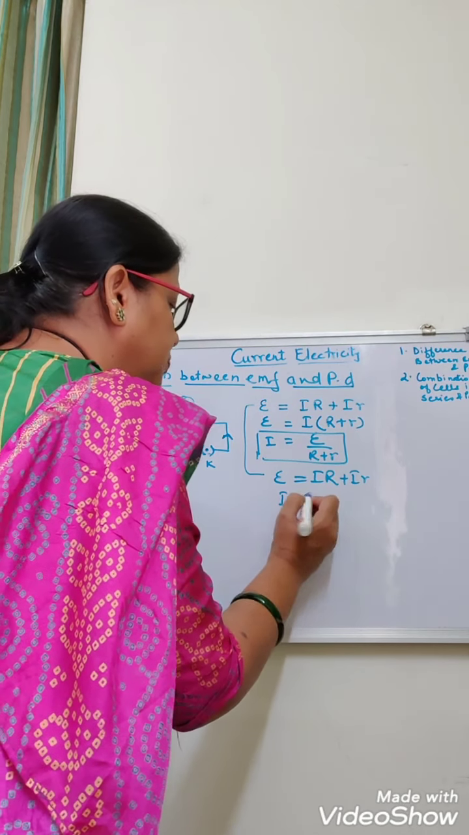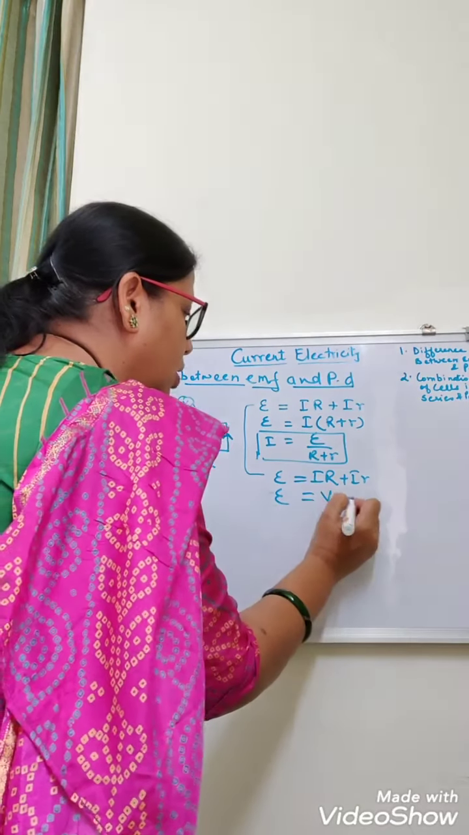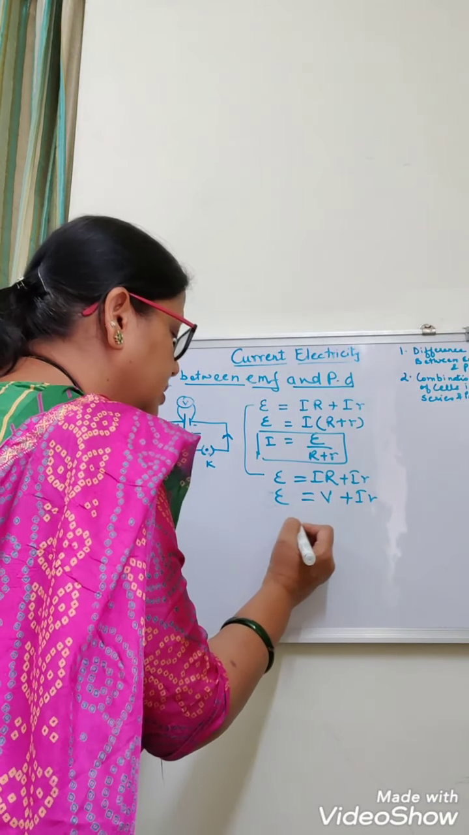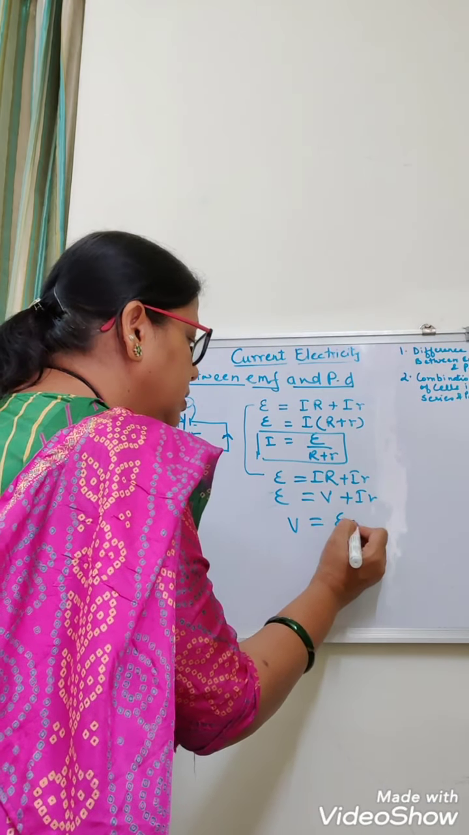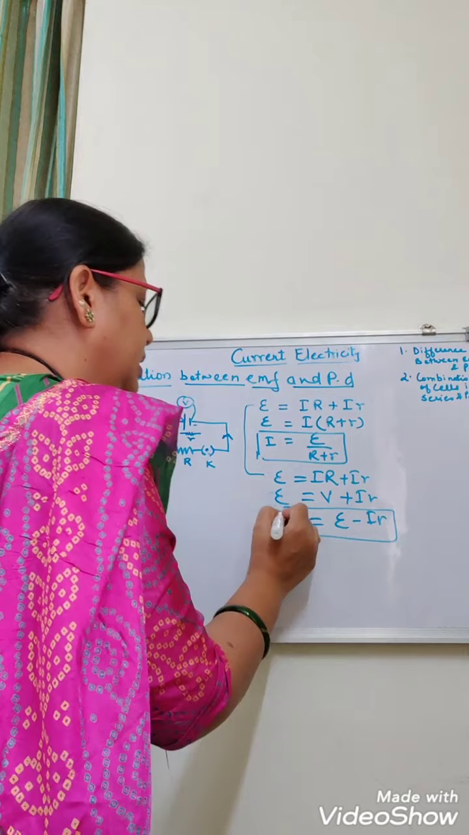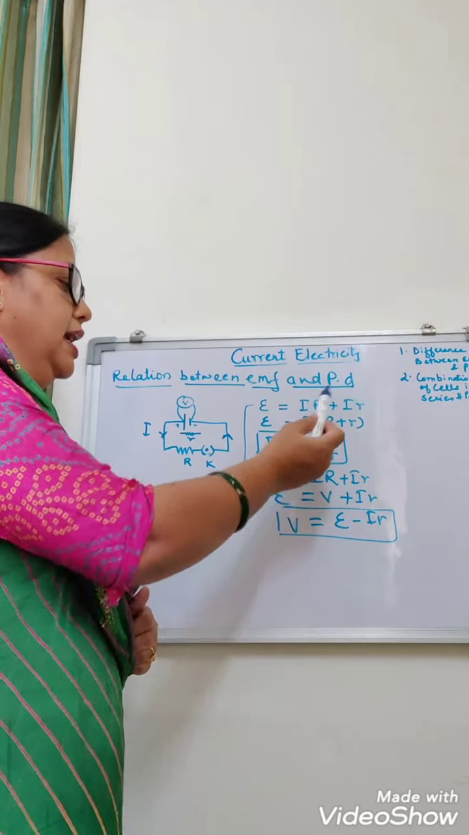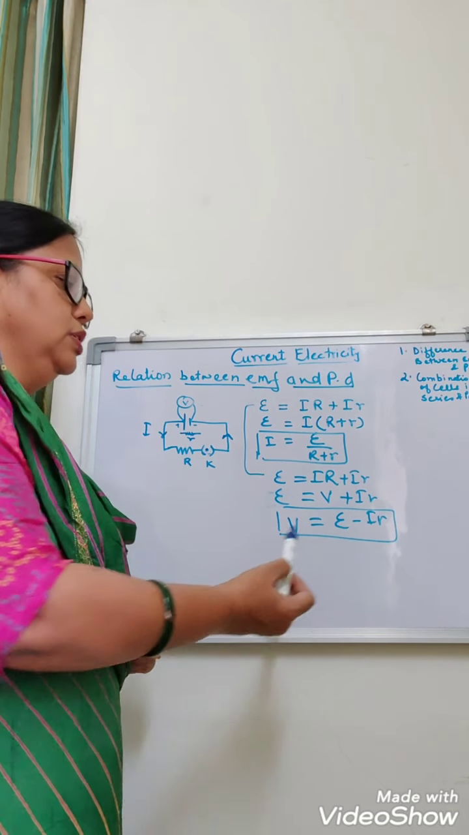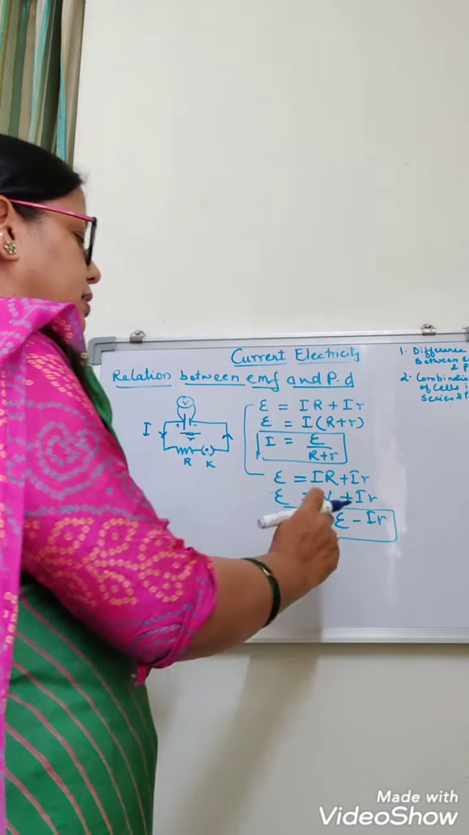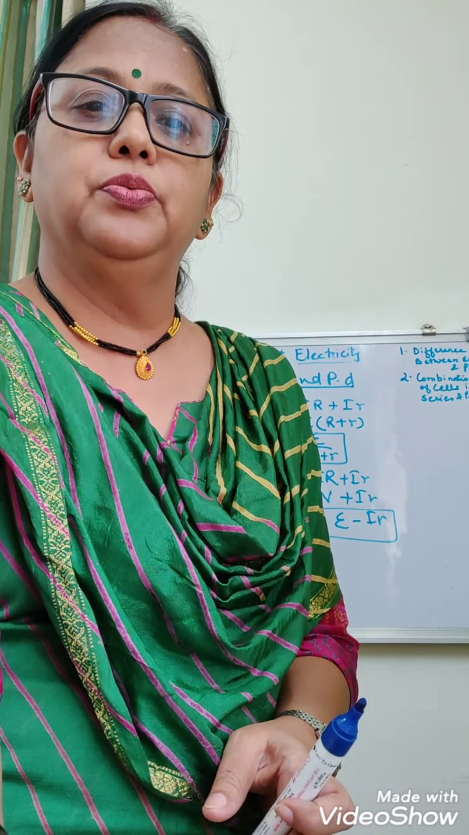I into r is equal to E minus I into R, and here I into R can be written as V by using Ohm's law. V is equal to I into R. So for this we'll write V is equal to E minus I into r. So this is the formula which relates, or it is the relation between EMF, that is E, and PD, V. V is equal to E minus I into r. This is the relation between EMF and PD. So I hope it is clear to you.